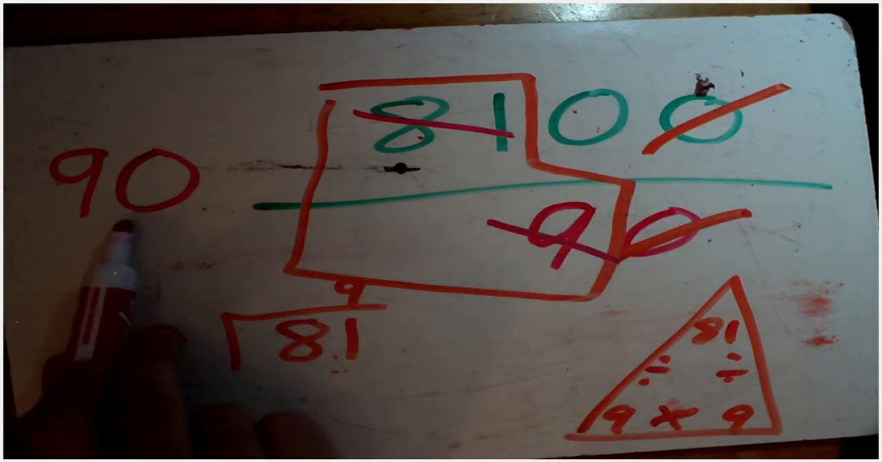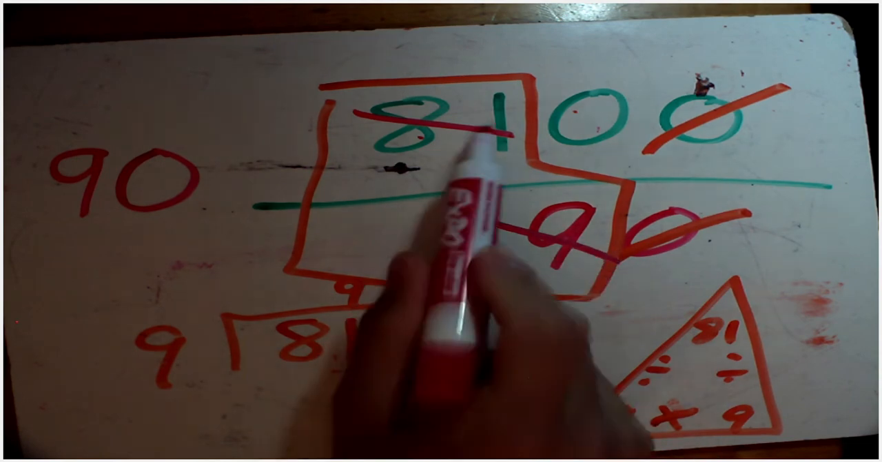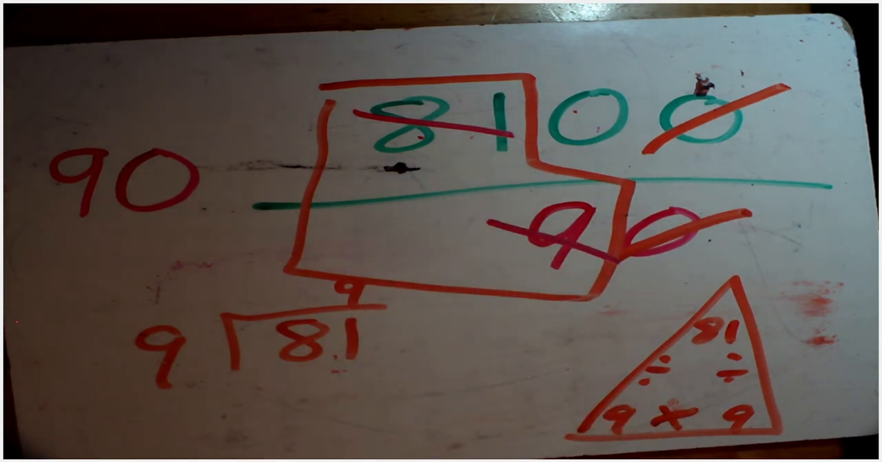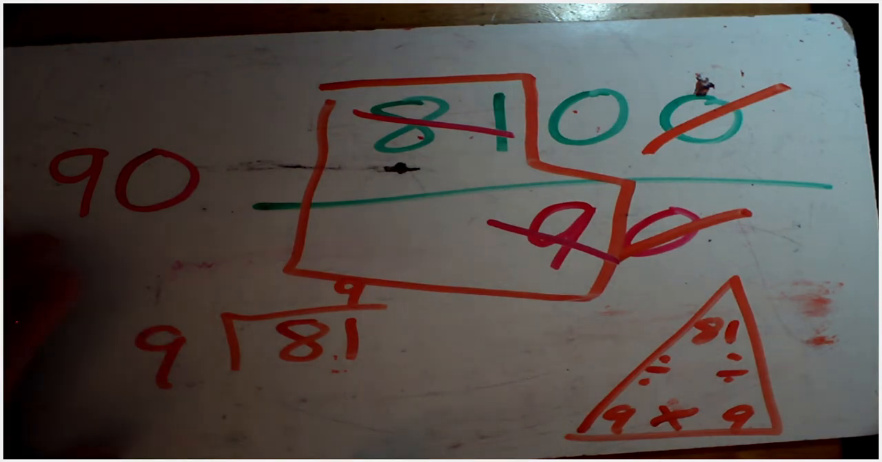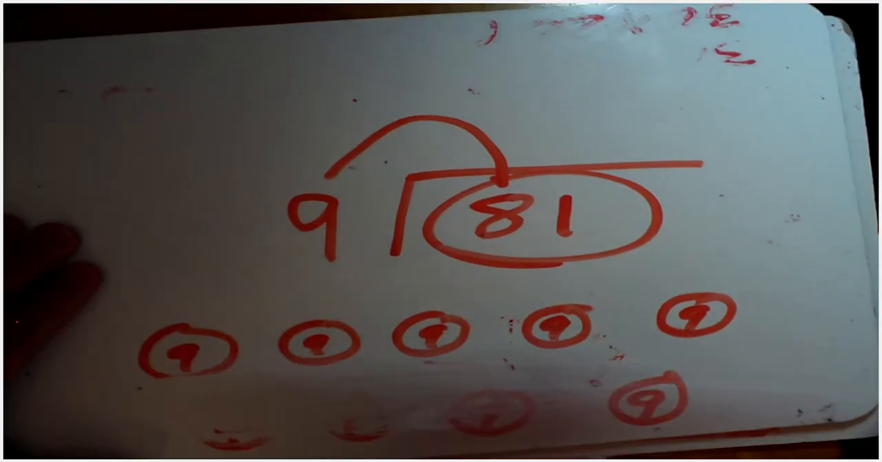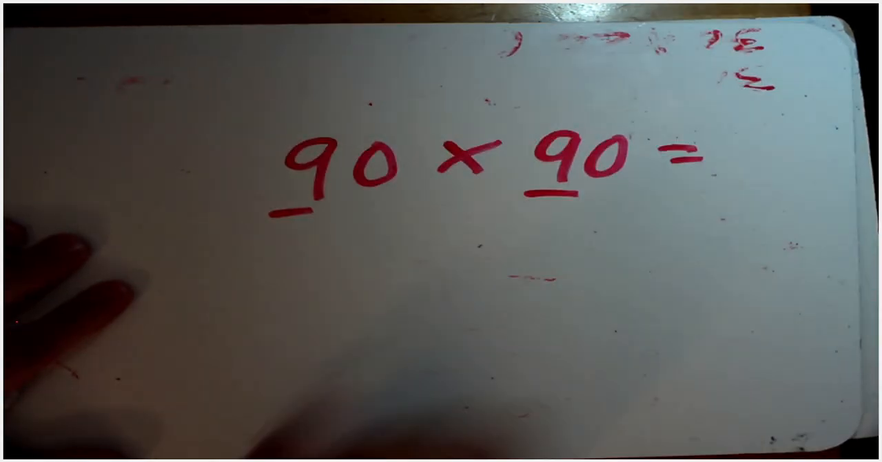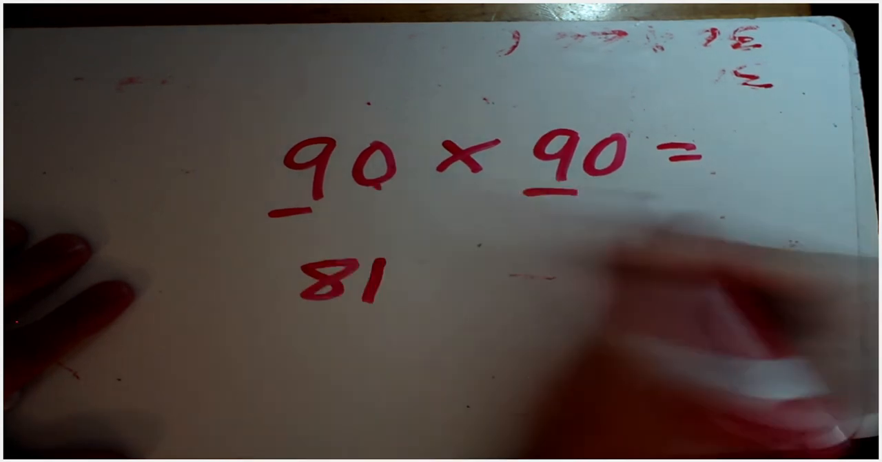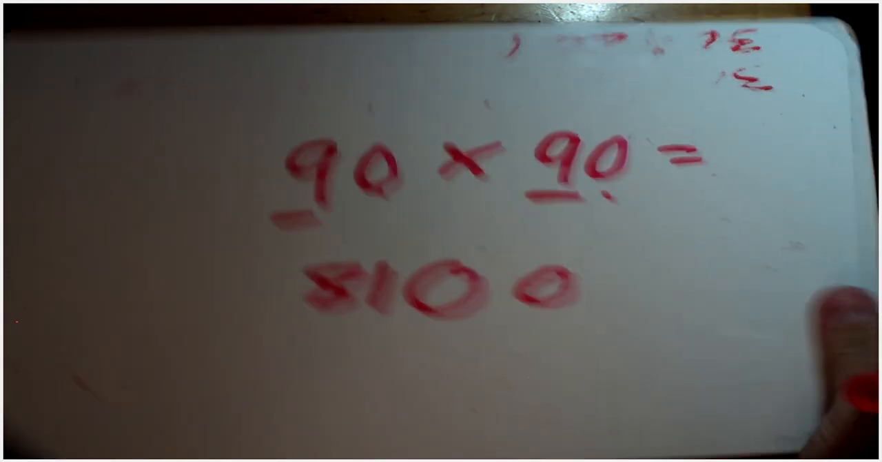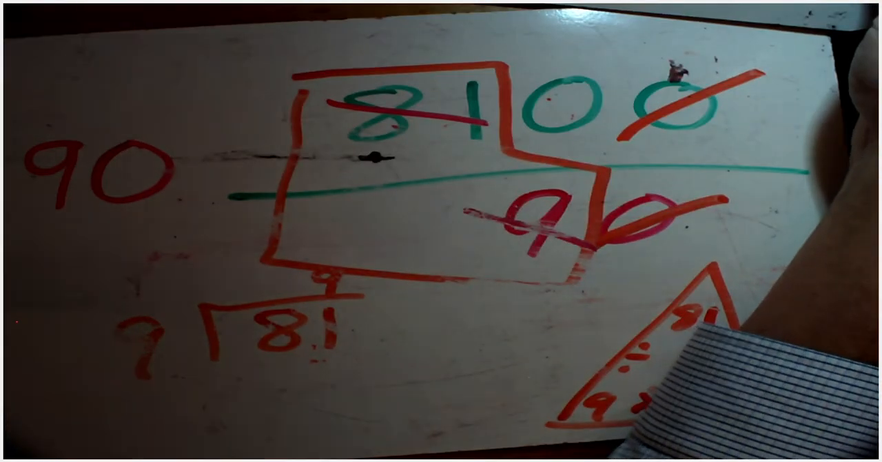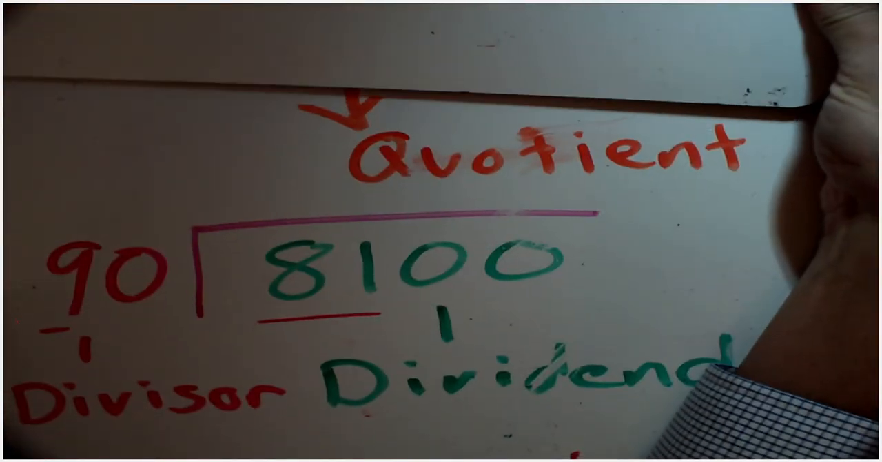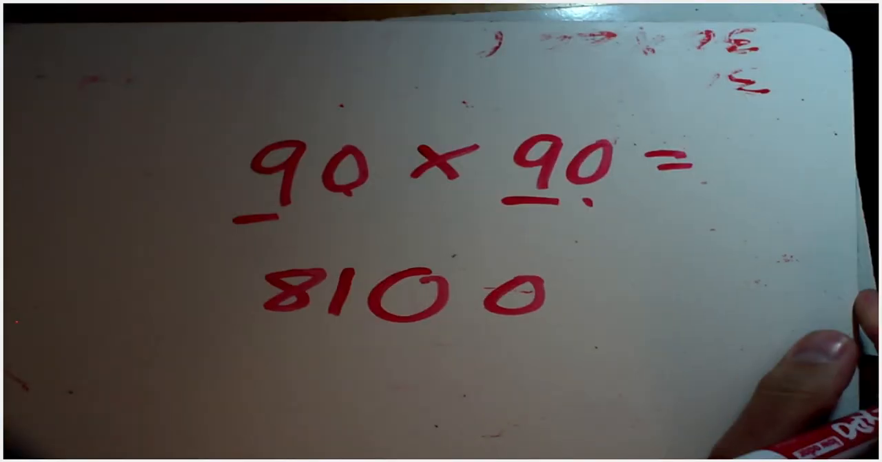So 90 times 90 should give you 8,100. Well, we know how to do this and check that work using extended facts. So let's look. We said 90 times 90 should be 8,100. 90 times 90. 9 times 9 is 81. Add my 2 zeros. Did I get the same as my dividend? 8,100.